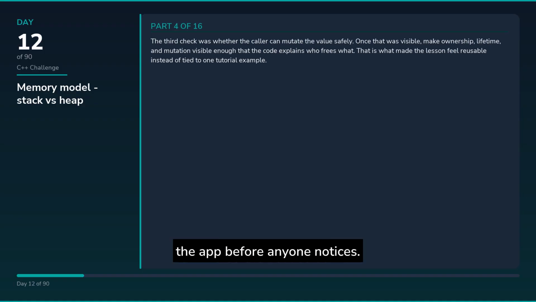The third check was whether the caller can mutate the value safely. Once that was visible, I could make ownership, lifetime, and mutation visible enough that the code explains who frees what. That is what made the lesson feel reusable instead of tied to one tutorial example.